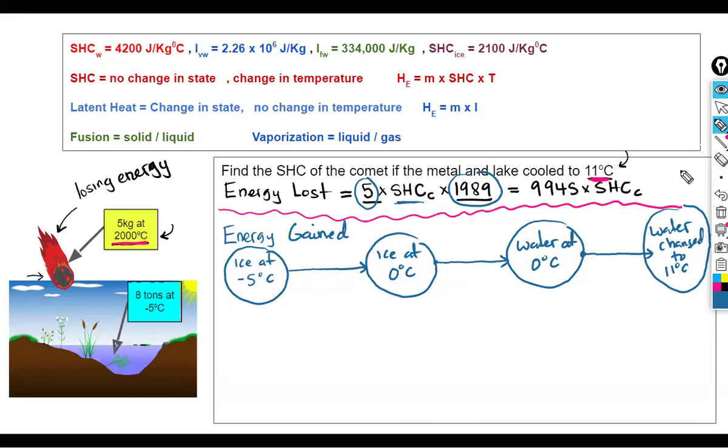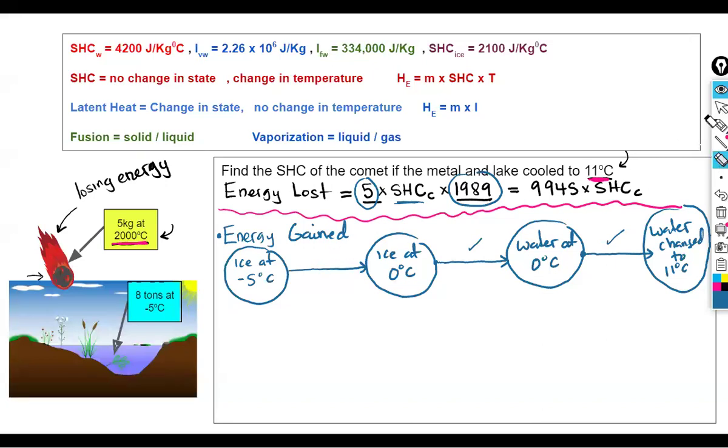11 degrees Celsius. So you have to calculate 3 things for me. 1, 2, 3. And when you calculate all three, add up all three, and that will be the energy gained. Then we can make an equation. Then we can say energy lost is equal to the total energy gained. So good luck. I'll give you 2 minutes.